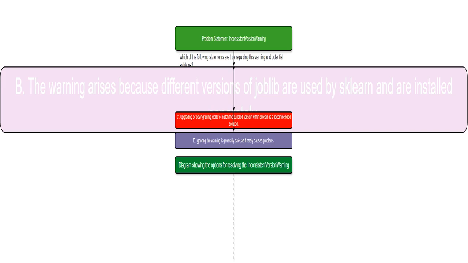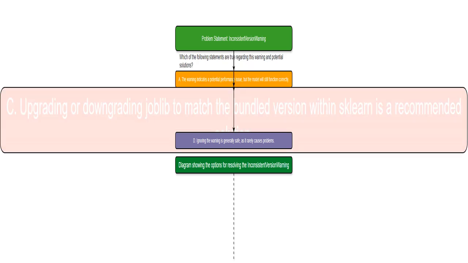I'd say this statement is totally correct. The core issue is that Sklearn has its own version of JobLib packaged inside it, while you might also have a different version installed separately in your Python environment. This creates the mismatch that InconsistentVersionWarning is all about. To fix this, I recommend you match the versions. You can either upgrade the independently installed JobLib to match the version bundled within Sklearn, or you can downgrade the independently installed JobLib. Either way, the goal is to remove the version conflict.